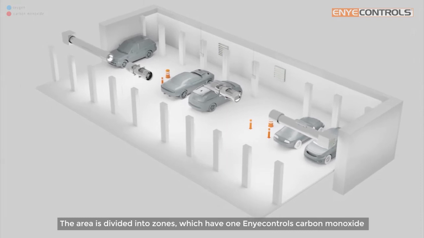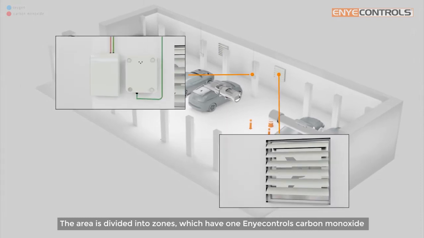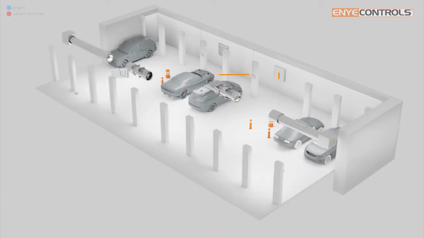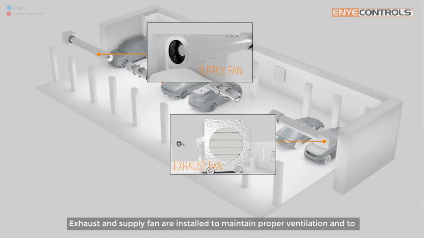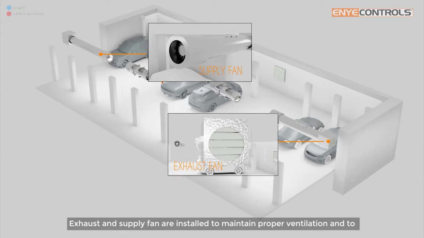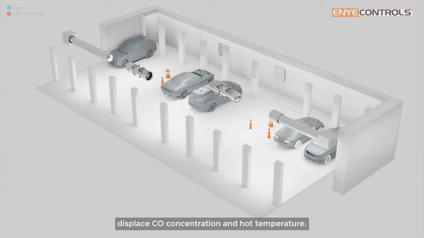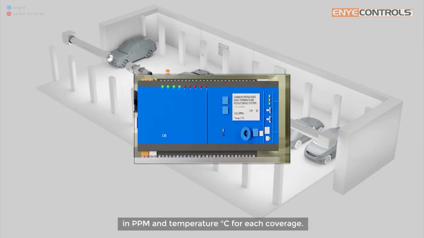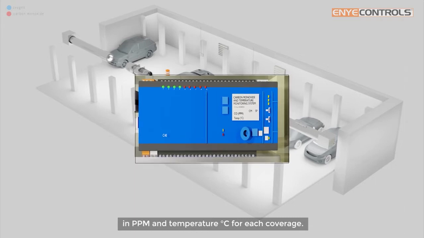The area is divided into zones, which have one Enyecontrols carbon monoxide and temperature sensor each, and transfer fans. Exhaust and supply fans are installed to maintain proper ventilation and to displace CO concentration and hot temperature. The system shall monitor the presence of carbon monoxide concentration in parts per million and temperature in degrees Celsius for each coverage.